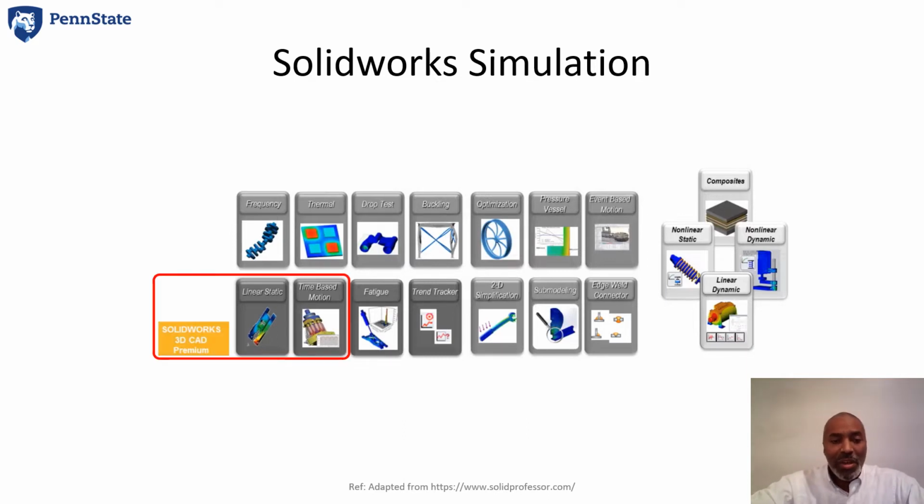However, as with any sort of software licensing issues, they actually want to make some money. So one of the ways that they make money is they partition which SOLIDWORKS packages are available to you based on the type of license you have. So at the lowest level, you've got SOLIDWORKS 3D CAD Premium. Oddly, it's their premium license, but it only comes with the linear static modules, so you can do static analysis problems, and some time-based motion problems where you can have a little bit of movement in your models.